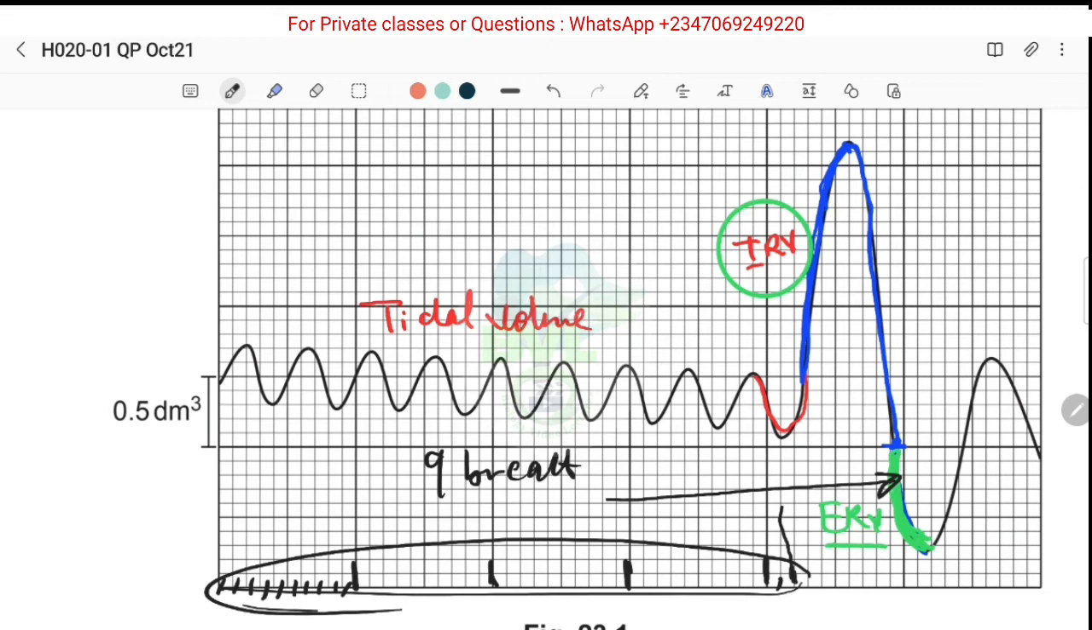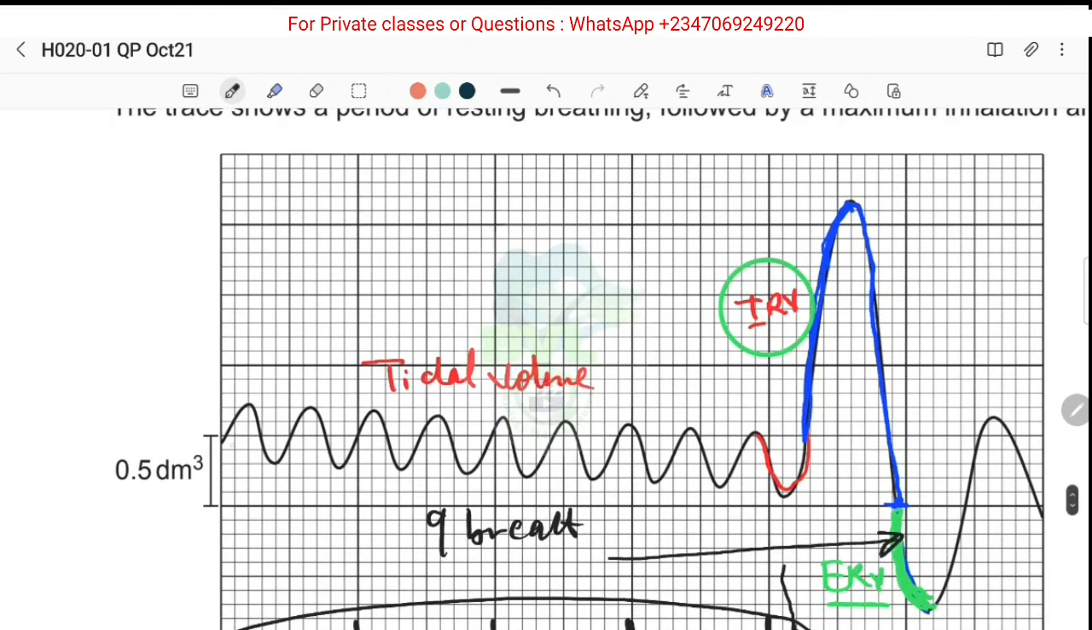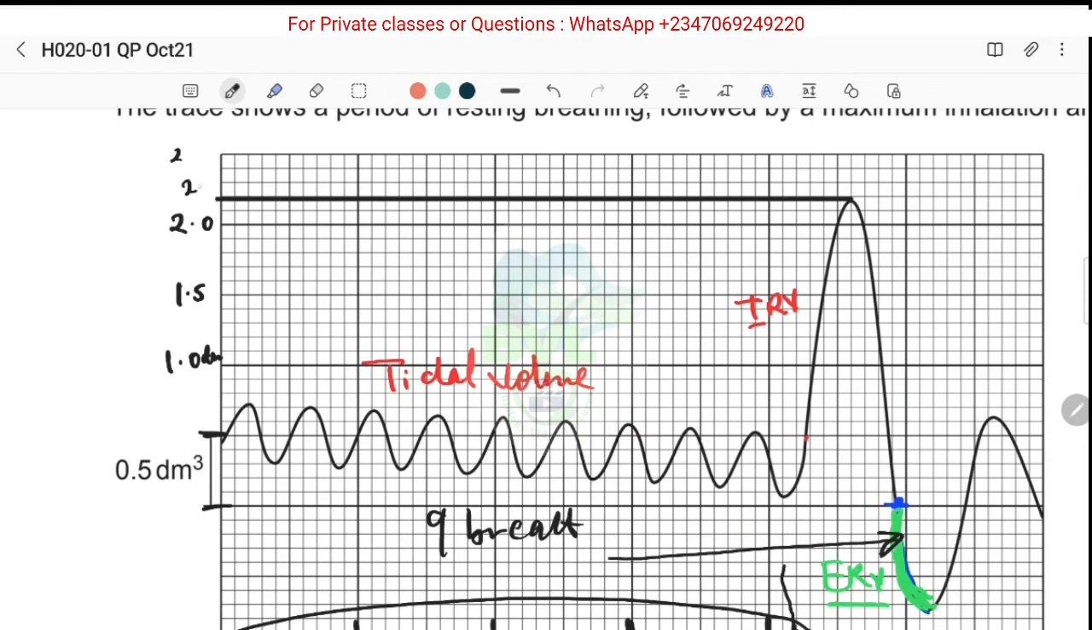That's 0.5. Now what you need to know here, for better understanding, is that if this from here to here is 0.5, this is going to be 1.0 dm cube, 1.5 dm cube, then 2.0 dm cube. All right, then this is going to be 2.5. Now at this point here, if you trace this out, that's about 2.2.